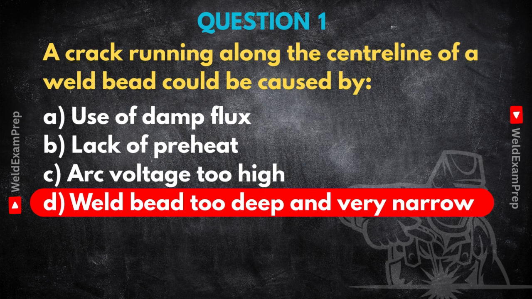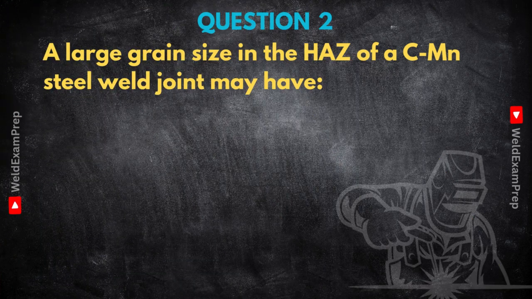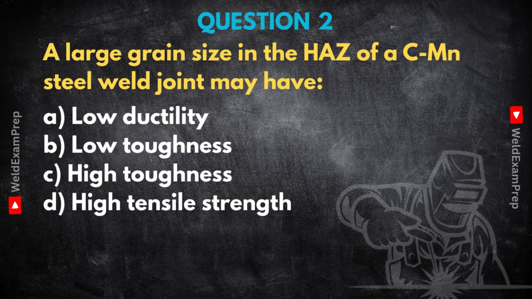Okay, let's shift gears slightly. Let's talk about what happens inside the metal, the material properties. Question 2. A large grain size in the HAZ of a CMN steel weld joint may have, your options, A, low ductility, B, low toughness, C, high toughness, or D, high tensile strength. Think about the heat affected zone, the HAZ. What happens when those grains get big in standard carbon manganese steel?